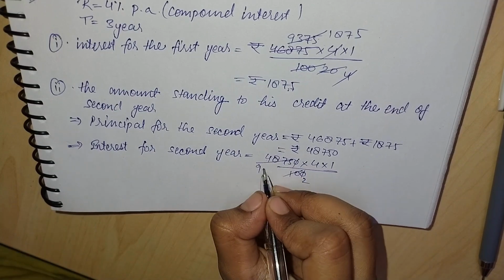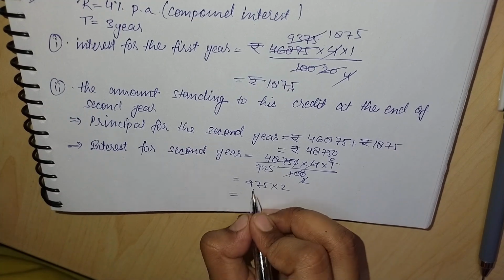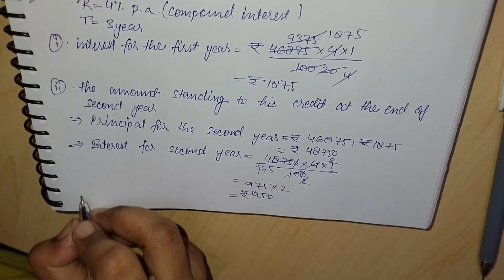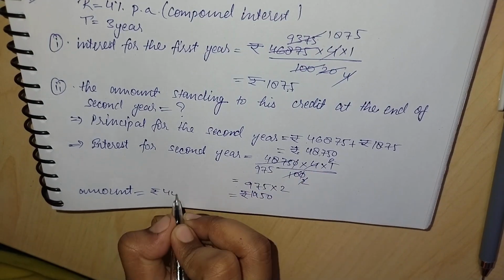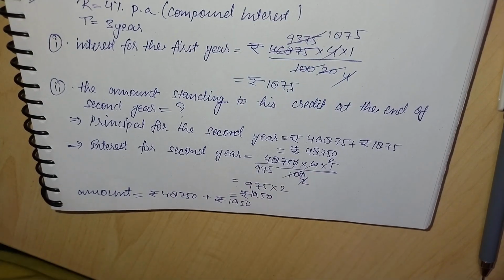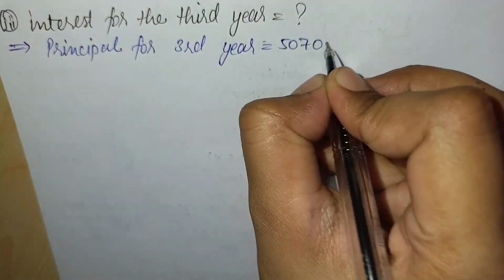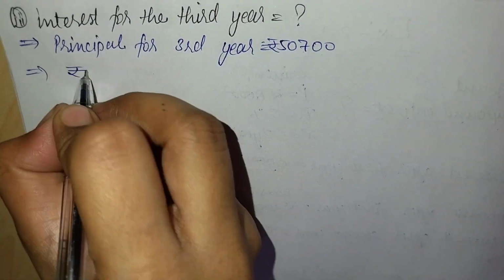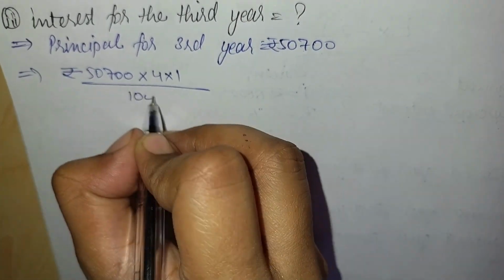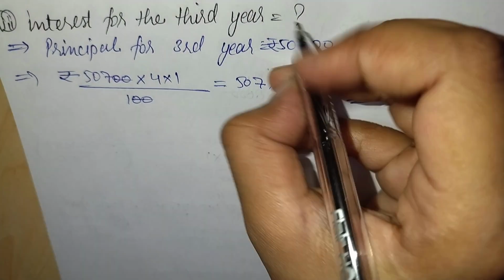48,750 into 4 into 1 divided by 100. So we will get as 975 into 2. Now amount for second year we will add 48,750 plus 1,950 equal to rupees 50,700. Now interest for the third year we have to find according to the question. So we will put 50,700 into 4 into 1 divided by 100 equal to 507 into 4 equal to 2,028 as the interest for the third year.